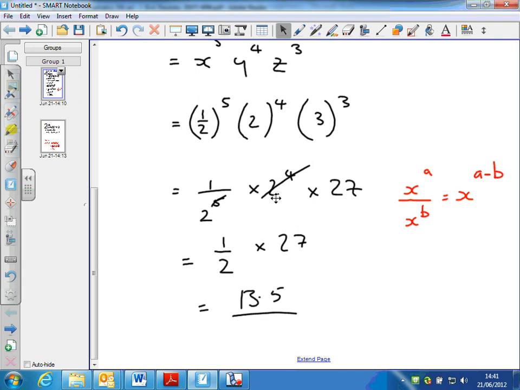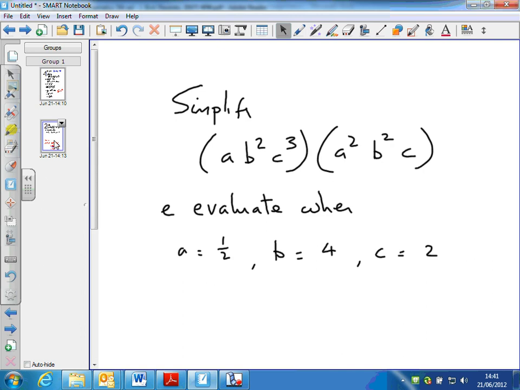Having had a look at that, you could now try this one. So pause the video, try that one out, and then when you've had a go, have a look at the solution.